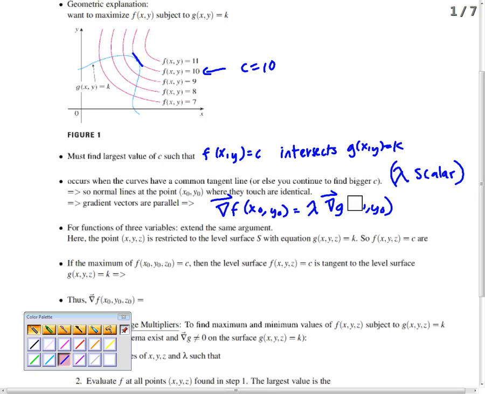And this is not a vector. I'm just not very good with my marker today. I don't know what's going on. This is parentheses.